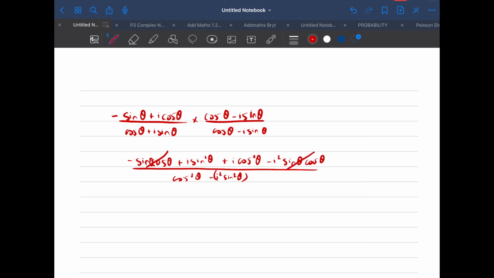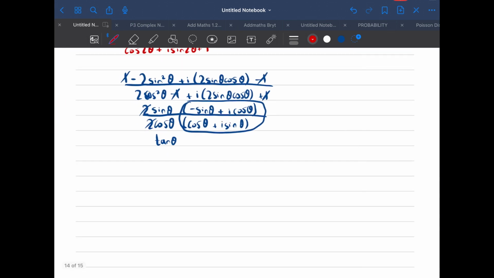This and this will cancel out. Why? Because minus i square will become plus. And minus sin theta cos theta and minus sin theta cos theta cancel out. Now take i common and it's going to be sin square theta plus cos square theta. And the denominator is also cos square theta plus sin square theta. I square is what? Minus 1. Cancel out. So guys, I'm left with what? i. So I replace this with i.